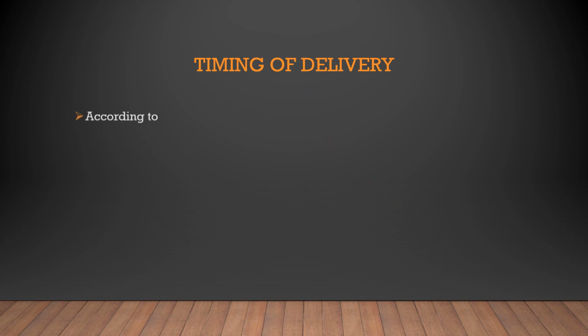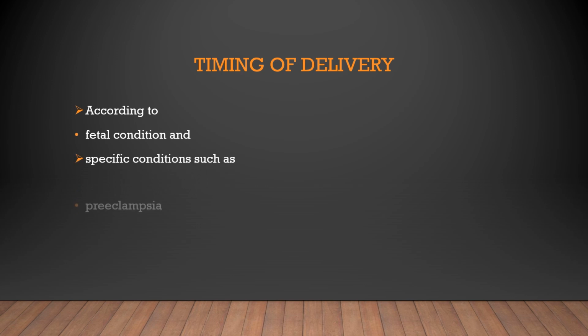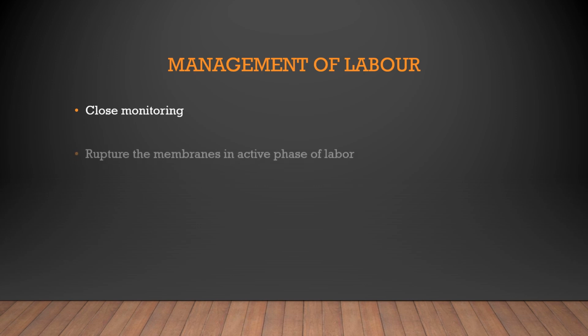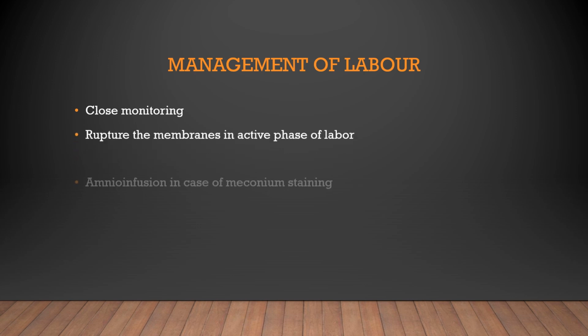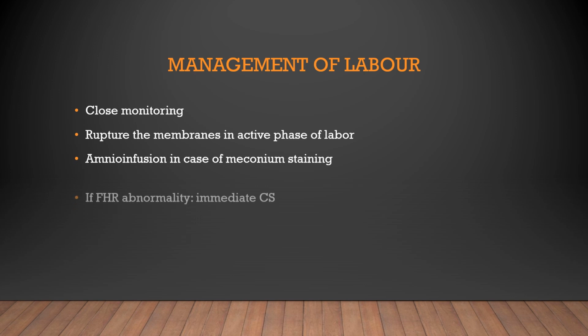Then time of delivery. It depends on the fetal condition or specific conditions such as preeclampsia, growth retardation, fetal anomalies. These are the factors according to which we will decide whether we should go for delivery or not. Then lastly, management of labor. First is close monitoring, rupture of membrane in the active phase of labor, amnio infusion in case of meconium stain. If there are FHR abnormalities, you should go for immediate CS. If the baby is in hypoxia, then we can go for immediate CS.